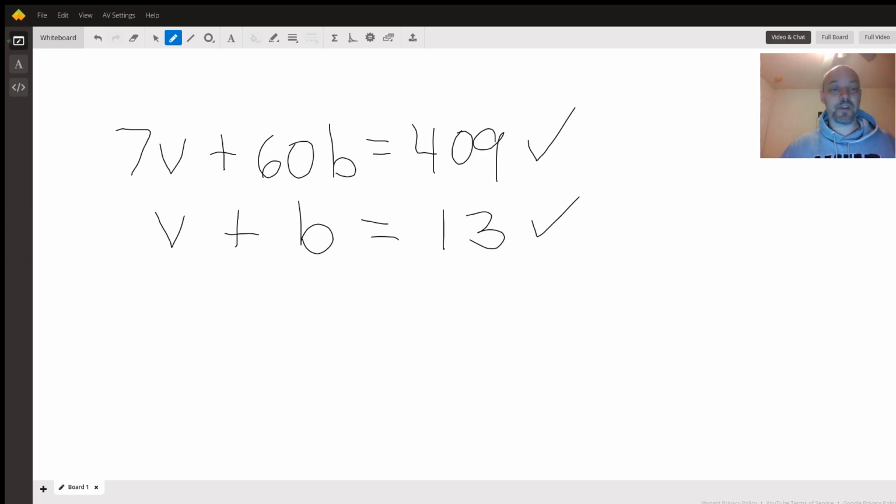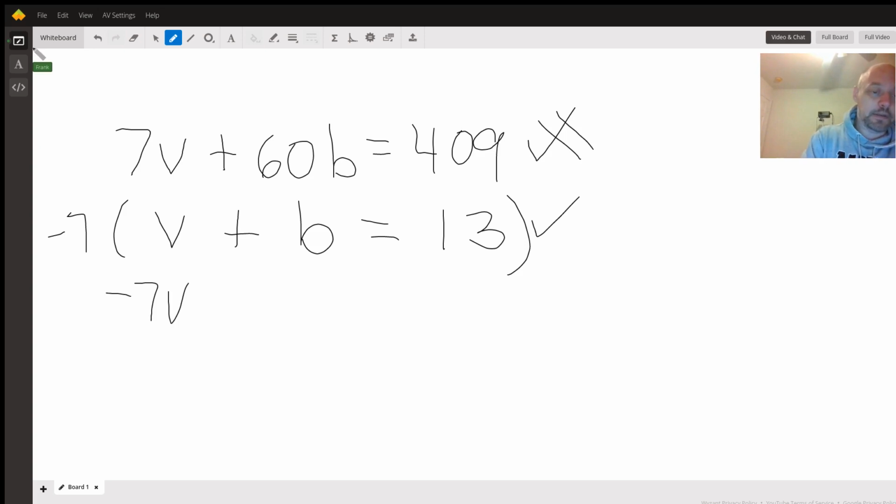Well, these are simultaneous equations. One way we can solve them is with elimination. Let's get rid of the v's. So we will multiply the second equation by minus 7, so that when I add it to the first equation, the v's will go away. So negative 7v minus 7b equals, what's 13 times negative 7? You can do that on your calculator or with long multiplication: negative 91.